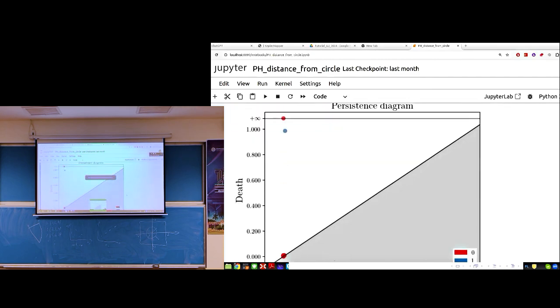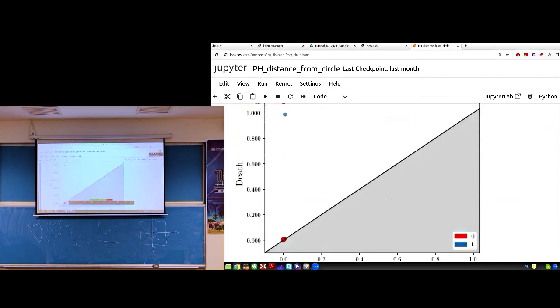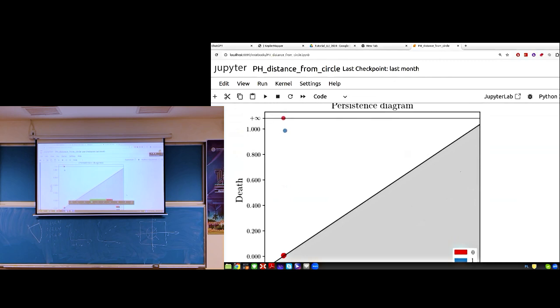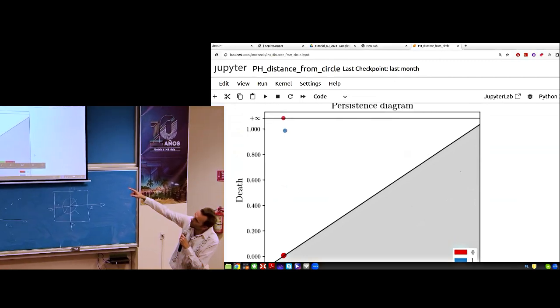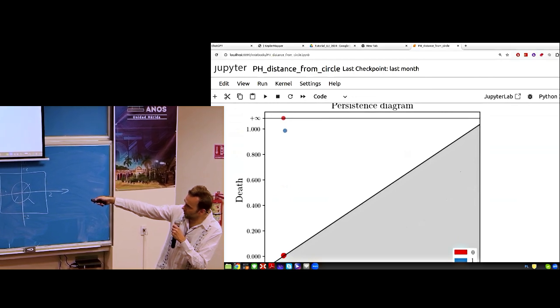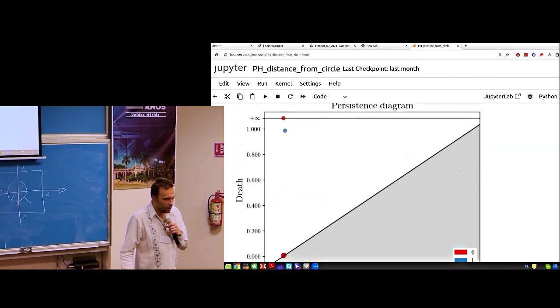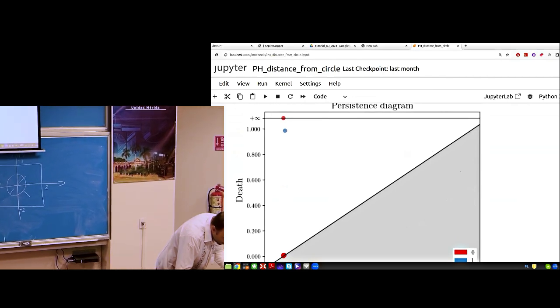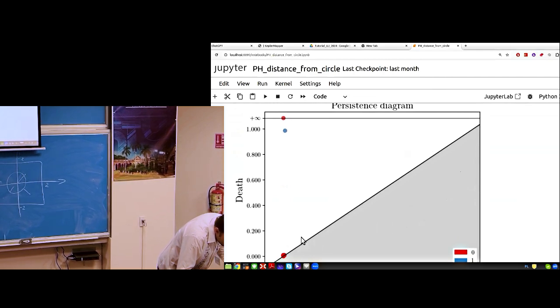Okay. So that's the persistence diagram, and once again, the topology of a cycle. So we have a connected component. Right in here, we have a one-dimensional cycle plus a little bit of noise coming from some numerical approximation. Let me just move this guy aside.